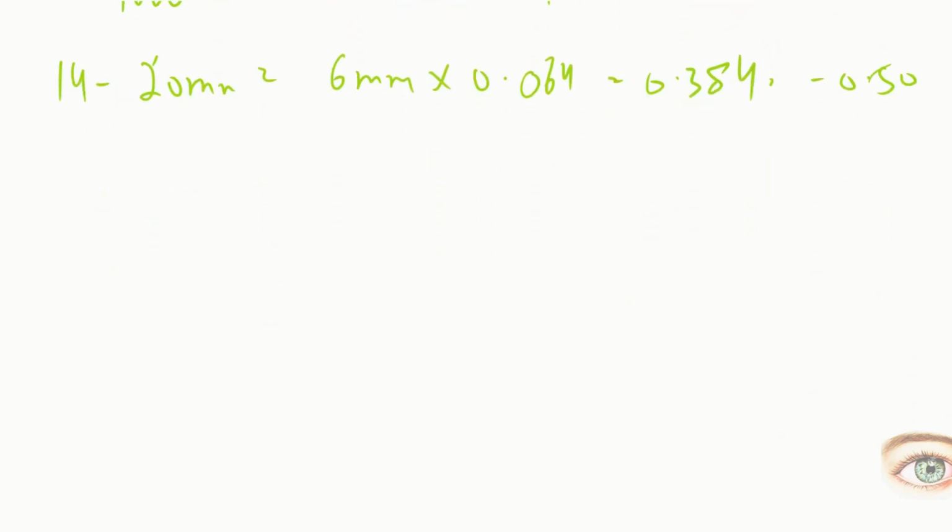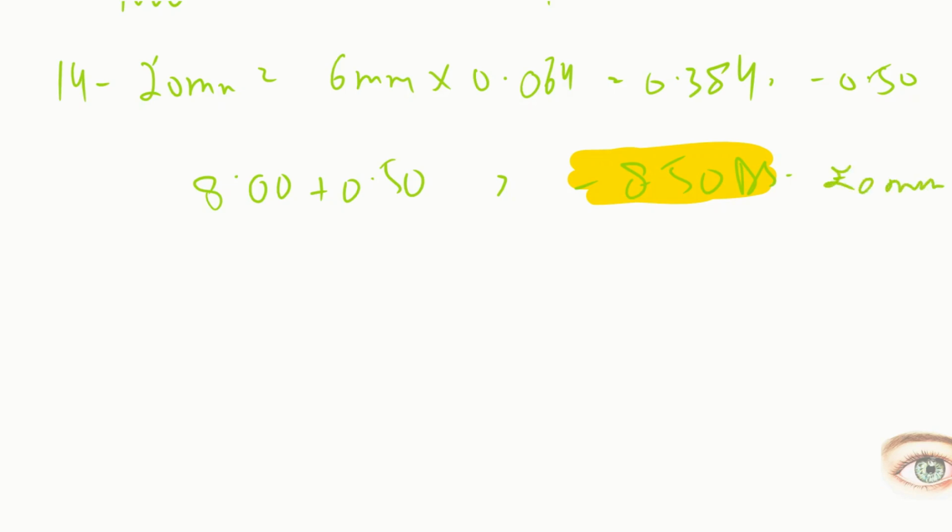So now I'm going to add this 0.50 in the prescription and I will get 8.50 diopters. So this is going to be the exact prescription for that person if he is going to continue wearing that spectacles at a distance of 20 millimeters, right? Now, this was for this pair.